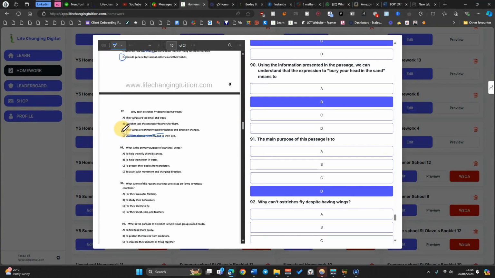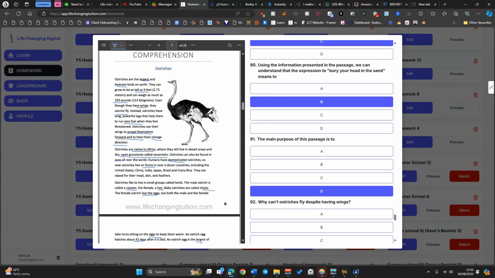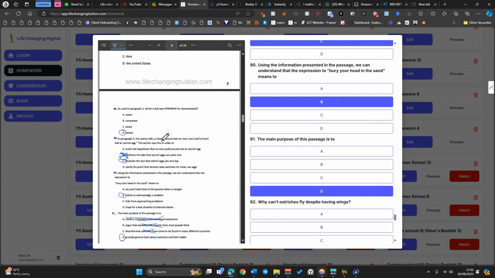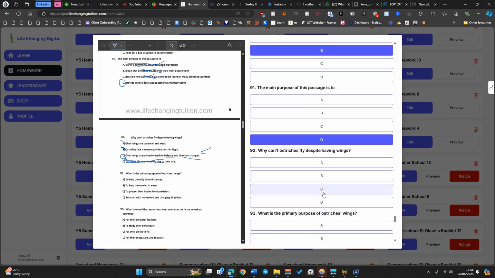And C would probably be the most accurate answer here, because it does say that they use their wings for balance and direction changes, and we can assume they can only use them for that, right? So they're probably a different type of wing. And this is what this sentence is saying, that it's specialized for balance and direction changes rather than flight, right? Again, these other ones sort of make sense, but there's no evidence in the passage, so we can't go with that. So let's stick with C.